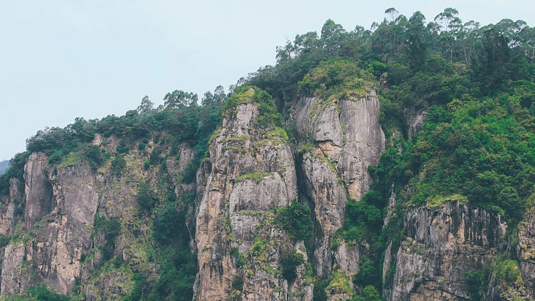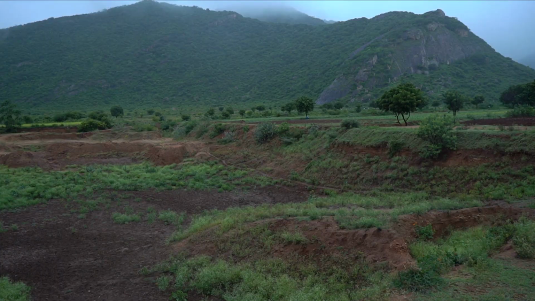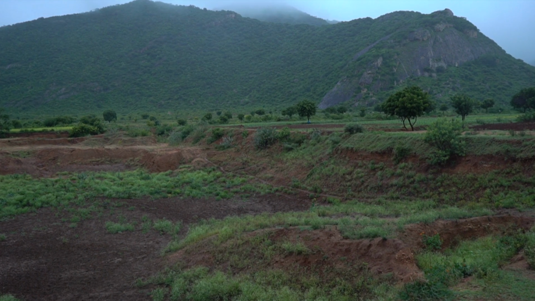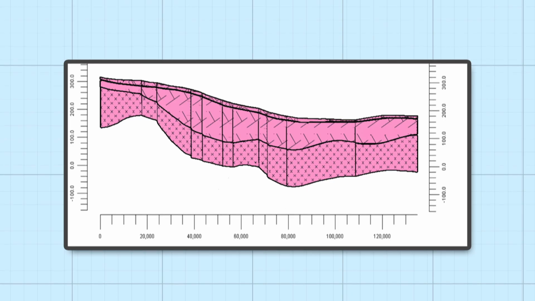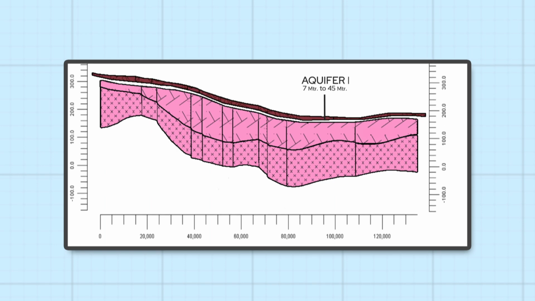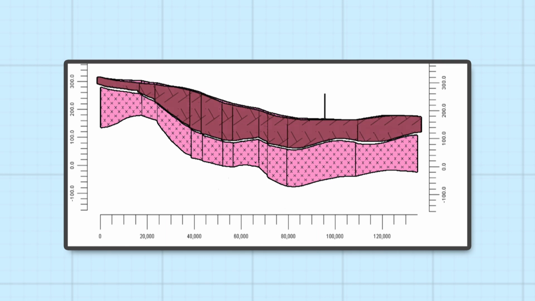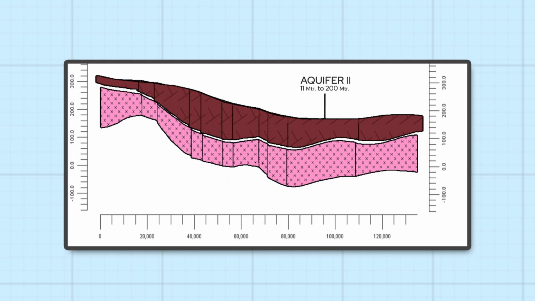Major part of the district is covered with granitic rocks that are hard rocks with limited groundwater potential. Aquifer mapping studies brought out presence of two aquifer systems. The first aquifer extends from ground level to a depth ranging from 7 to 45 meters. Weathered granitic rocks form the first aquifer. Below this, the second aquifer is identified down to the depth range of 11 to 200 meters. Up to 4 water-bearing fracture zones are encountered in this range.